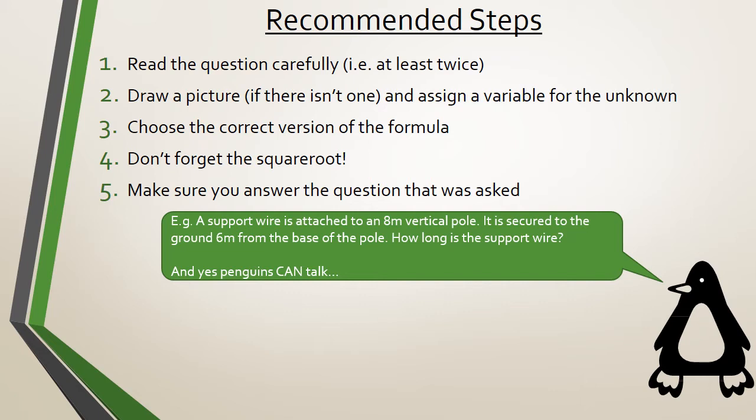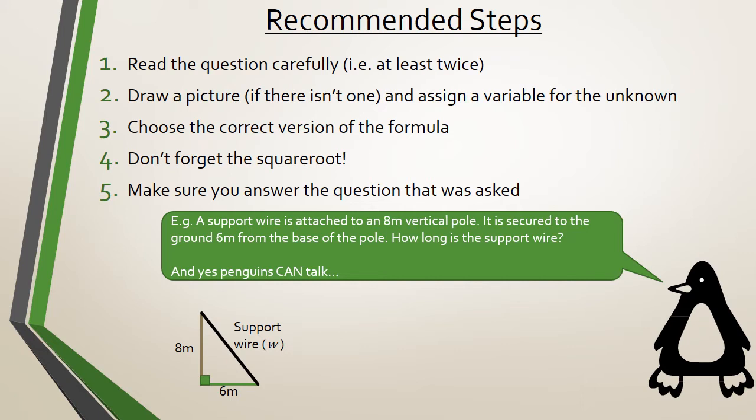A support wire is attached to an 8 metre vertical pole. It is secured to the ground 6 metres from the base of the pole. How long is the support wire? So now that we understand it, number 2, we're going to draw a picture. Start by drawing a pole. Now the pole's talking. Thanks, pole. Draw the ground and draw in the support wire. I've assigned W for the support wire.